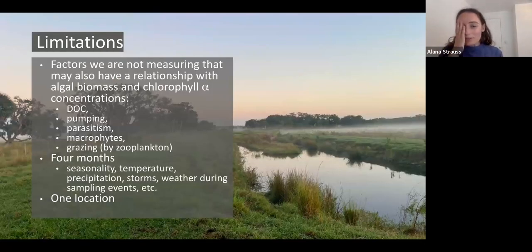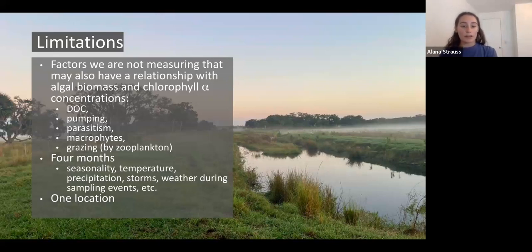So there are some limitations that we had during our experiment. We weren't able to measure dissolved organic carbon, and we couldn't account for pumping. I wanted to look specifically at runoff from the different pasture types within the ditches, but we couldn't really do that in the dry season. So some of the water is runoff in the internal ditches, but most of it is pumped from Harney Pond. And so I think that's important to note.